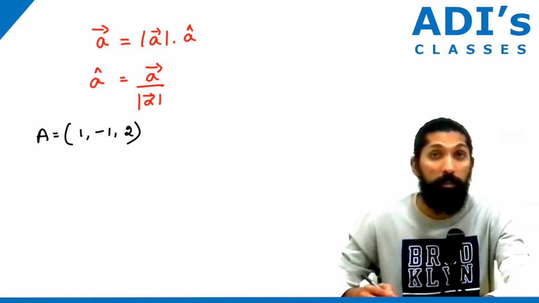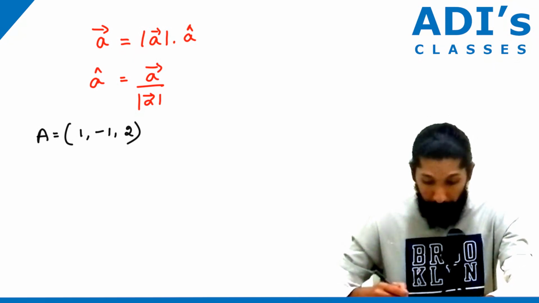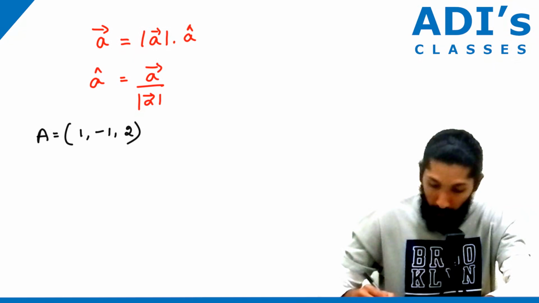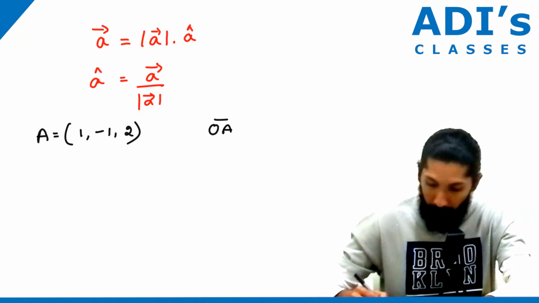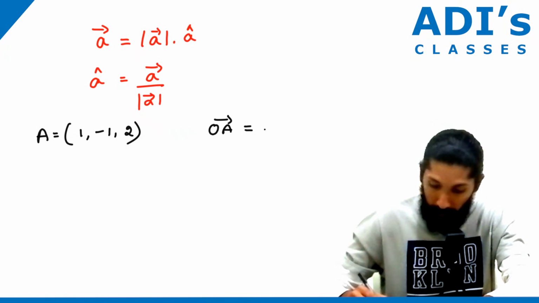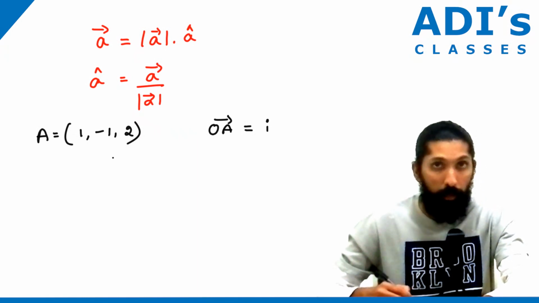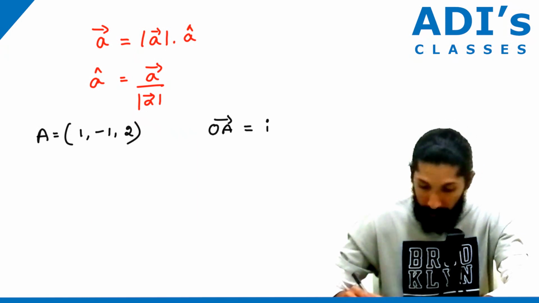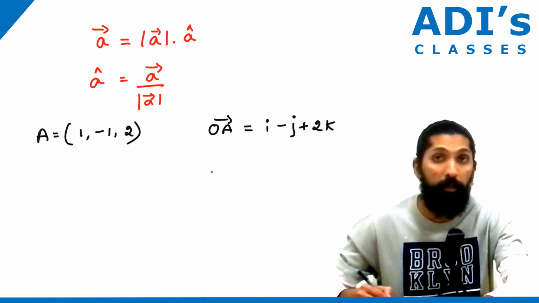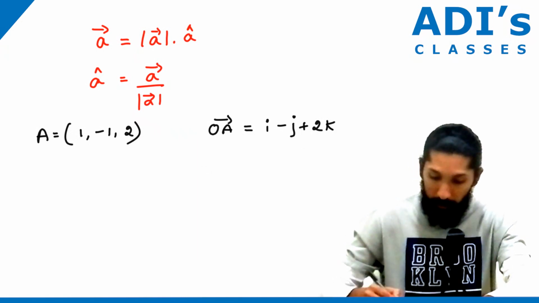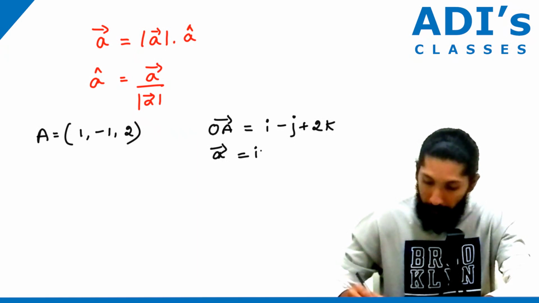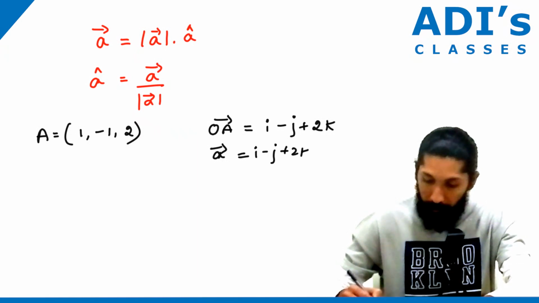For that, first let's try to figure out the vector. See, point A is (1, -1, 2). That means vector OA becomes 1i. 1i is basically i. Next, minus 1j, isn't it? So, minus j cap plus 2k cap. This is vector OA. Now, let's call this vector A itself. So, vector A is equal to i minus j plus 2k.